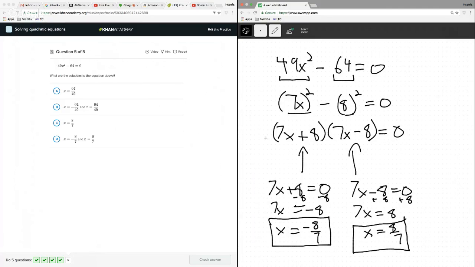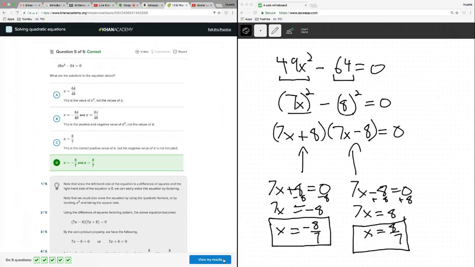Guess what? Here are our two solutions. So we have x equals, so this one is, if you can see here, it's not A, B, C, it's D, negative 8/7 and positive 8/7. Go ahead and select that. And that's it. That's all there is to it with these two problems. So hopefully that made sense.